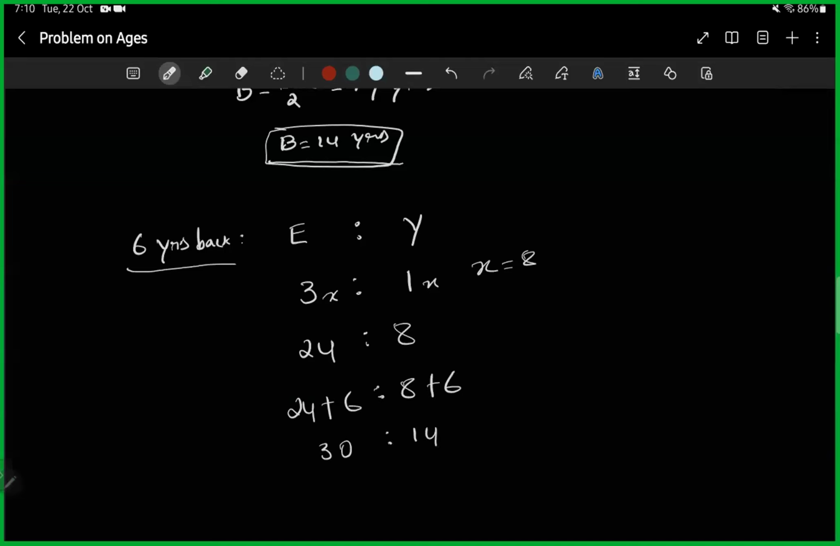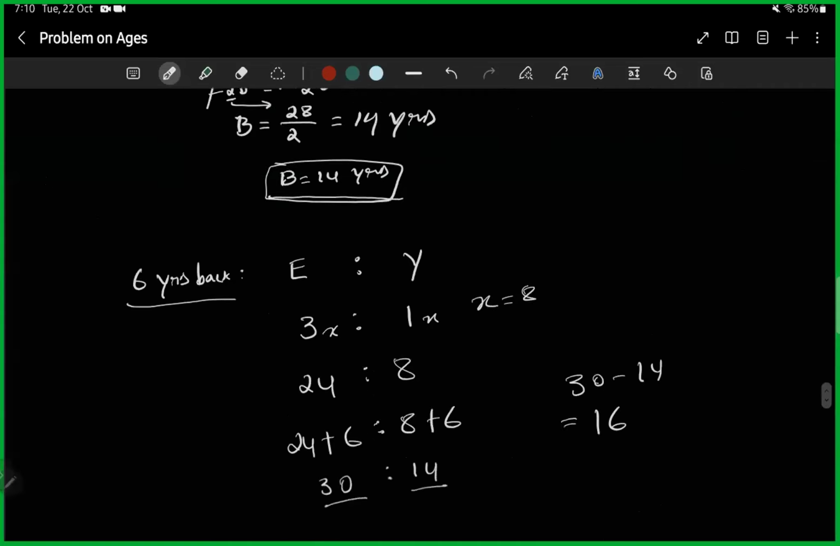We have to get the difference of 16. So if you subtract the age of this from this, 30 minus 14, you still get the answer as 16. So you can either go for this method or the first method that I showed you yesterday.